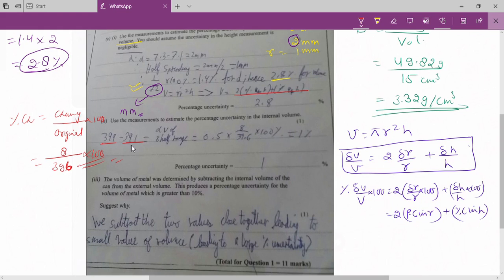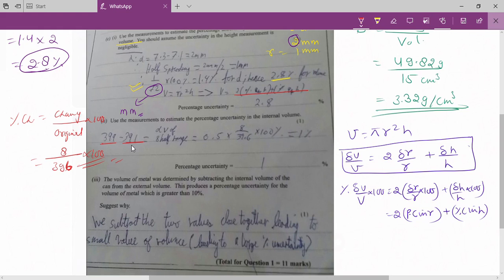Yes, that's fine. So the last question for this is the one at 3, where they're saying the volume of the metal was determined by subtracting the internal volume of the can from the external volume. This produces a percentage uncertainty for the volume which is greater than 10%. Suggest one. So this is what I wrote for this. I copied this from the board, actually: a percentage uncertainty for the volume of metal which is greater than 10%.